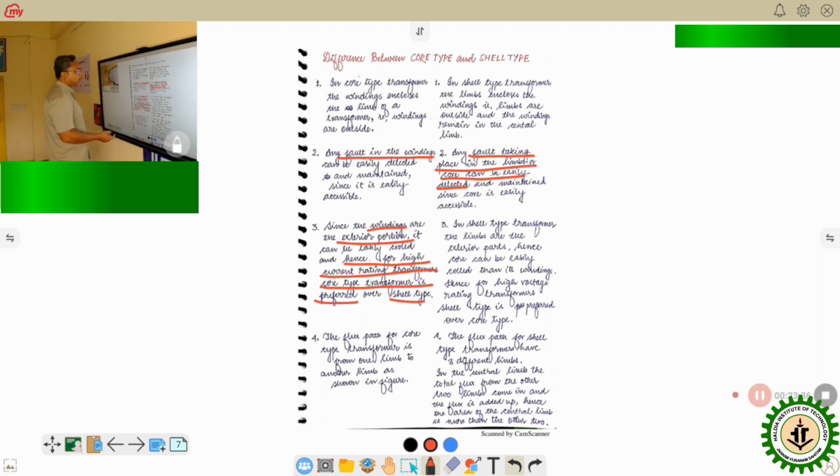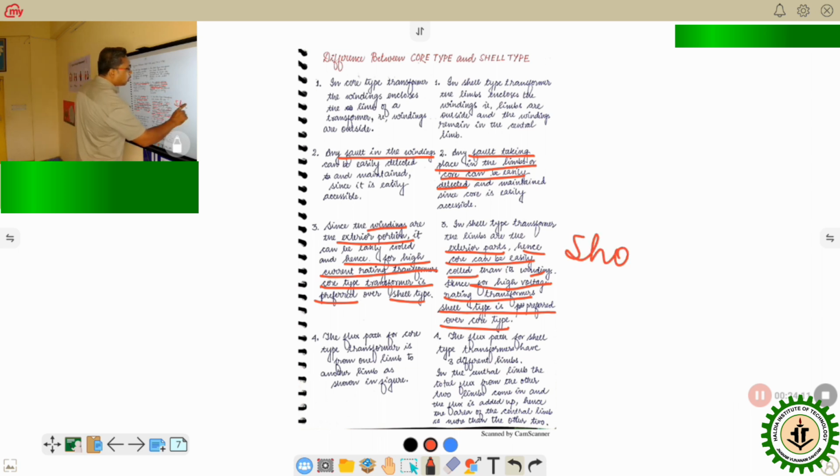Likewise in shell type transformer, the limbs are the exterior part. When the limbs are the exterior part, the heat generated in the core can be easily cooled. So I have written that the core can be cooled more easily than the windings. Hence for higher voltage rating transformers, shell type is preferred over core type. This is an important point. From here you can get a short type question also: why do we choose a shell type transformer to build a higher voltage rating transformer?